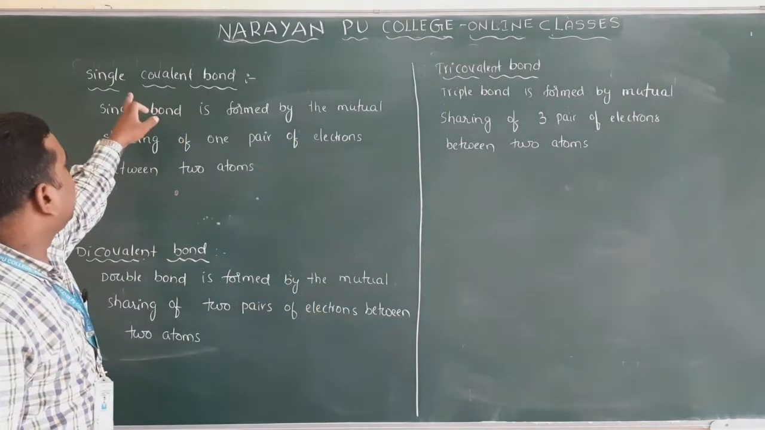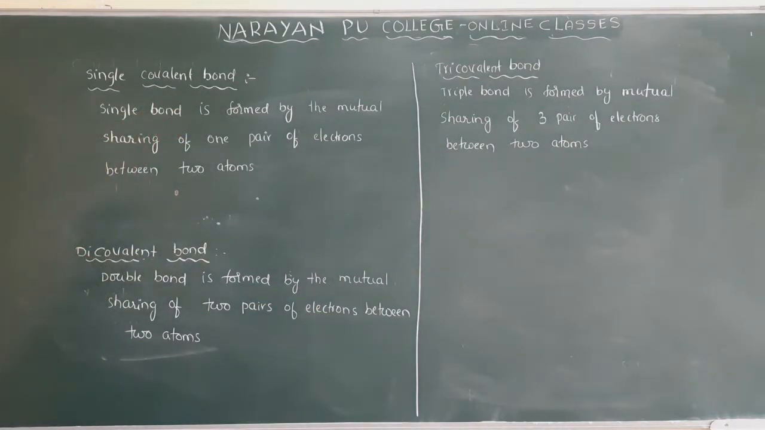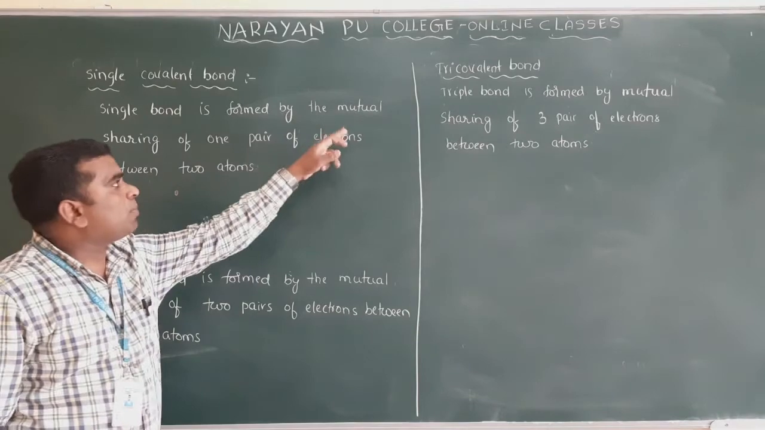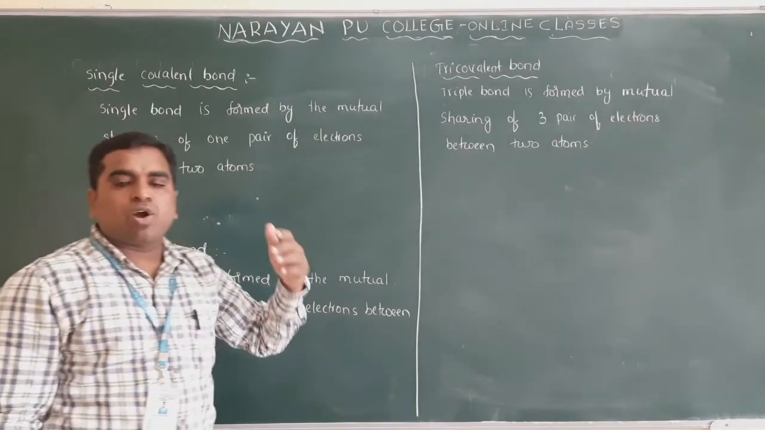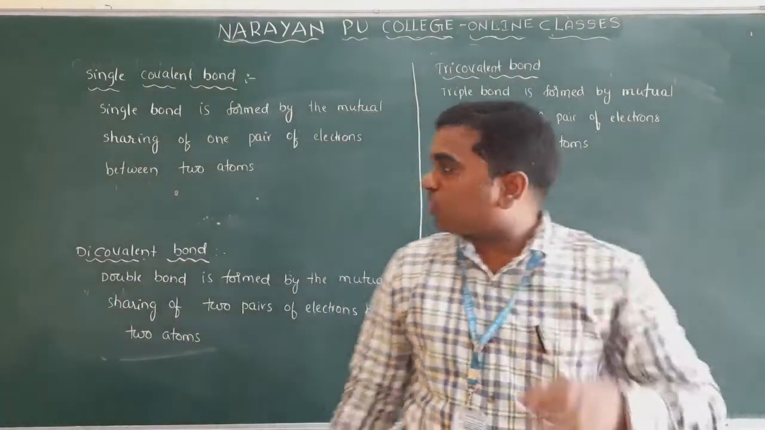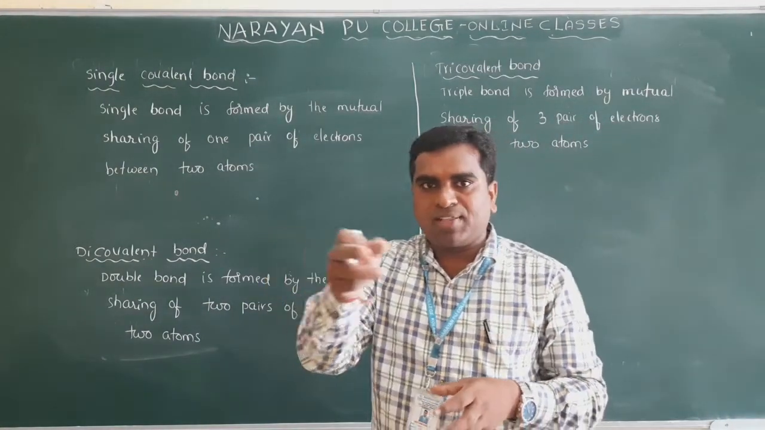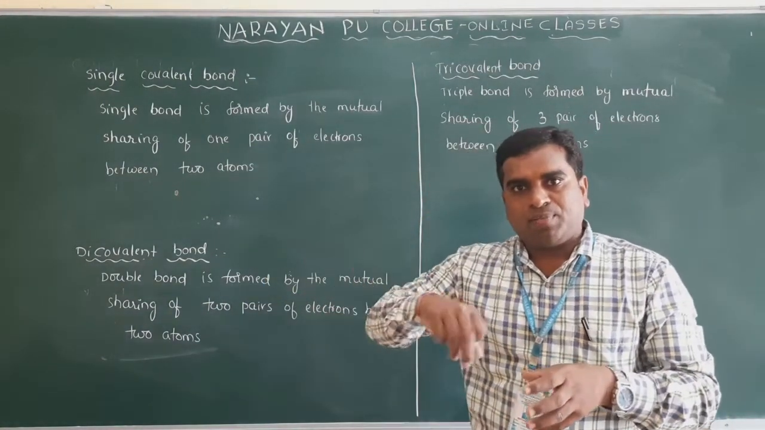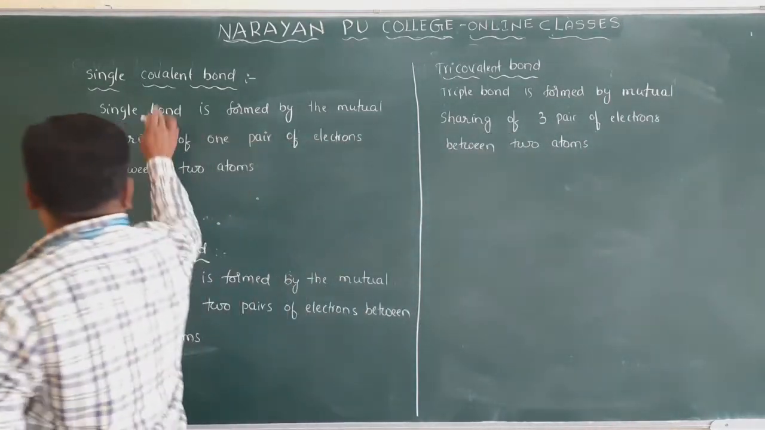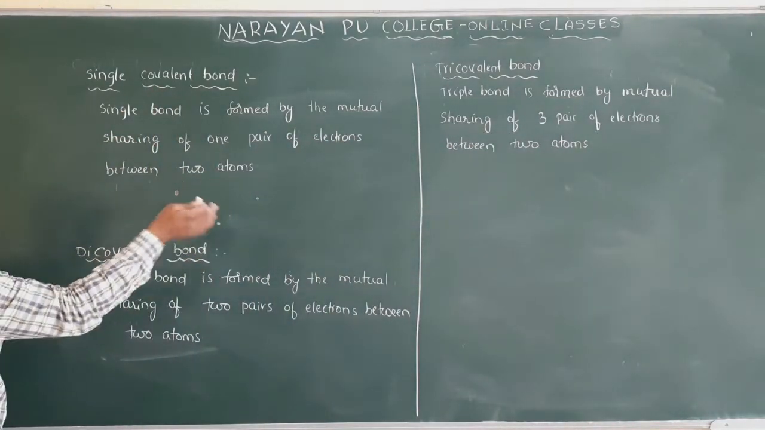And that gives the single covalent bond. Clear? A single covalent bond is formed by the mutual sharing of one pair of electrons between the 2 atoms. One pair will be there, and that pair will be shared by the 2 atoms only. Clear? So that is how you will get the single covalent bond. I have already written hydrogen.